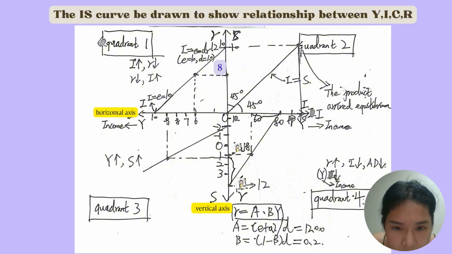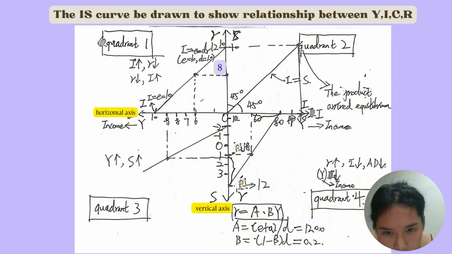Next, the final quadrant. I explain it. First, we look at this picture. This is 12 on the vertical axis, which represents the interest rate, and this shows the relationship between income and interest rate. So when the interest rate becomes 12, our income becomes 0. So exactly, it means 12 and 80.